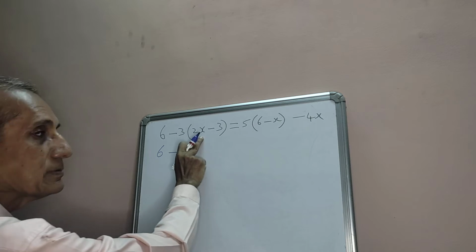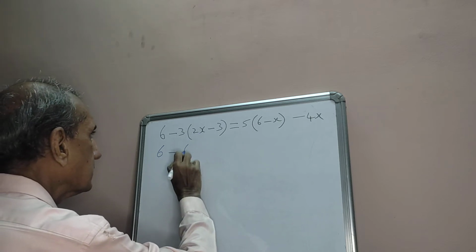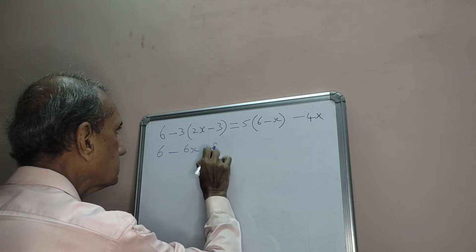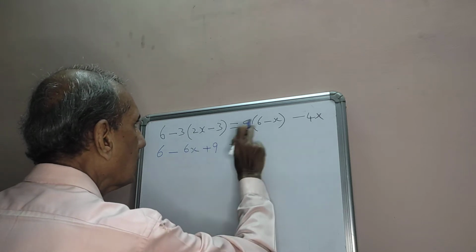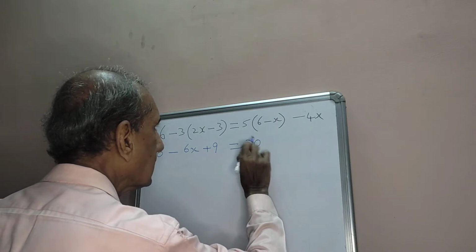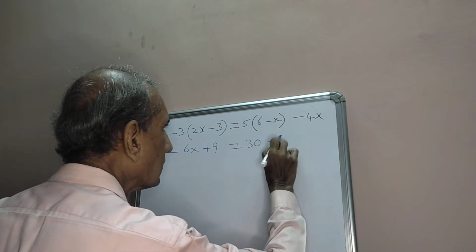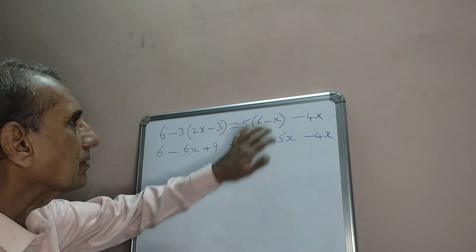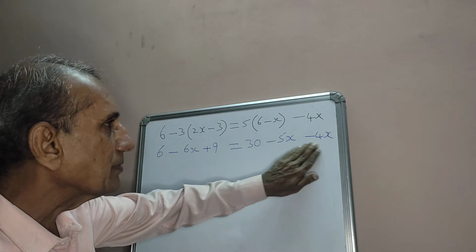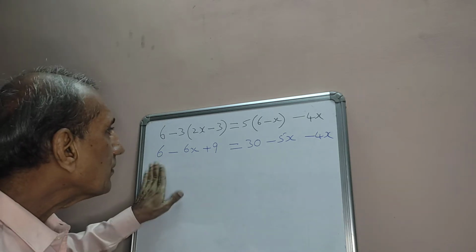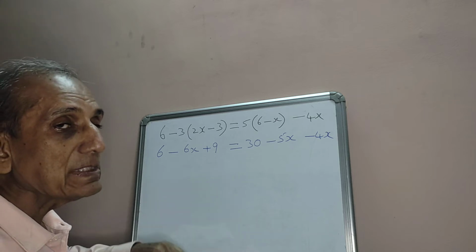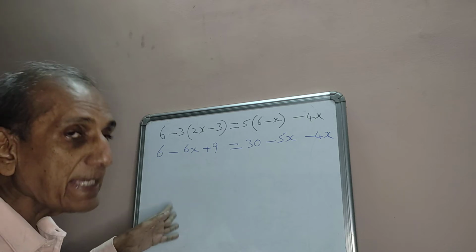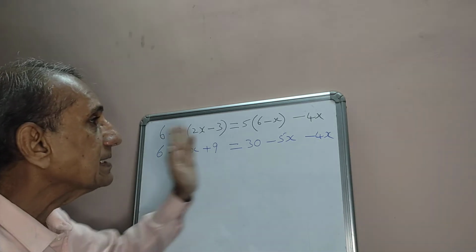So minus 3 into 2x is what? Minus 6x. Minus 3 into minus 3 is plus 9. 5 into 6 is 30. 5 into minus x is minus 5x. Minus 4x. Fine, now the brackets have gone. Now it's again a simple equation like the first one we did. So again here, we try to bring all the terms containing x, the variables, to one side of the equation, and the terms not containing x, the constants, to the other side.